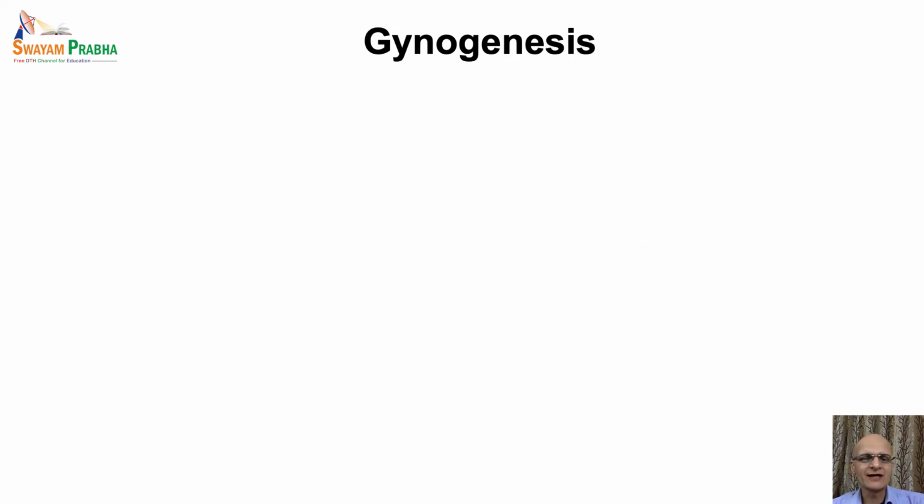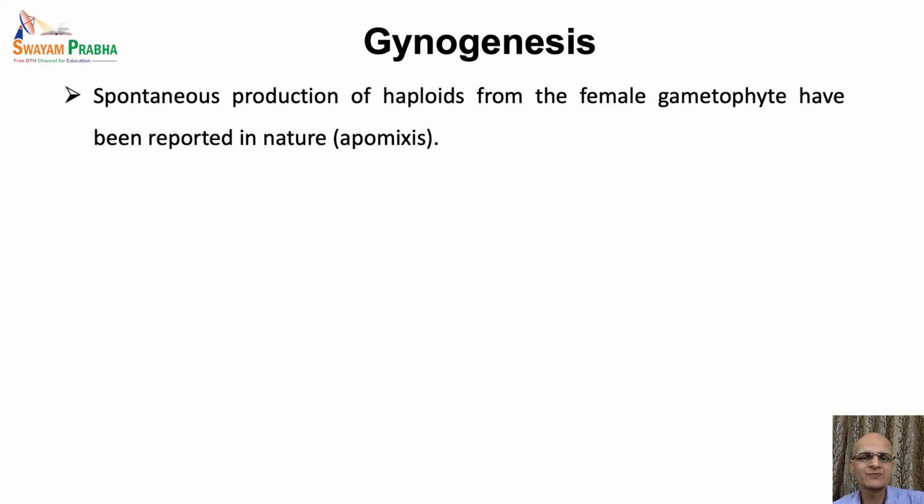Now, in some plants, the egg cell can divide independent of any stimulus from the male gametes, that is, without fertilization. This spontaneous production of haploids from the female gametophyte has been reported in nature, and the process is called apomixis.